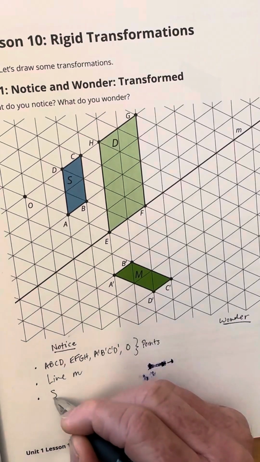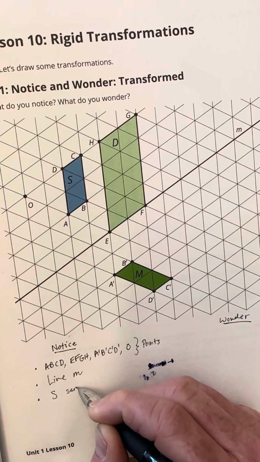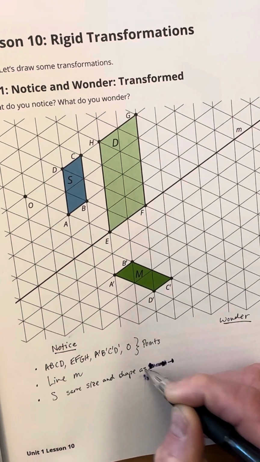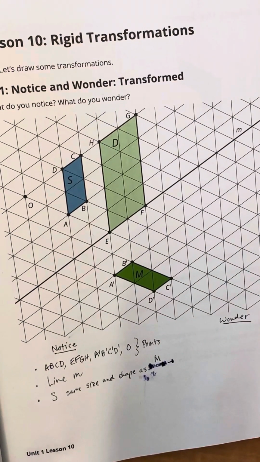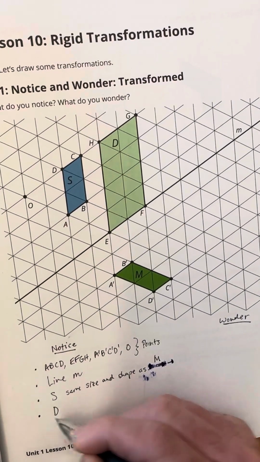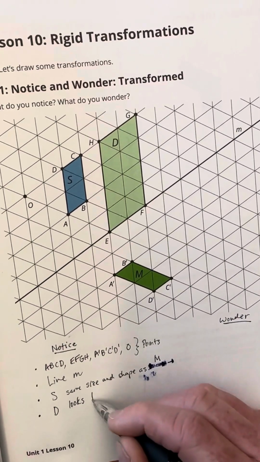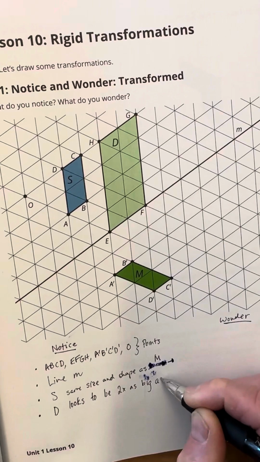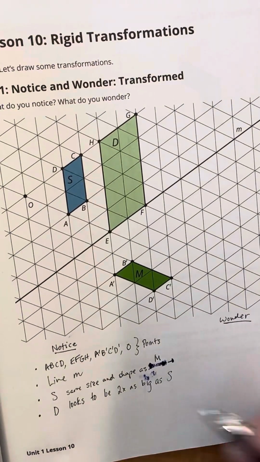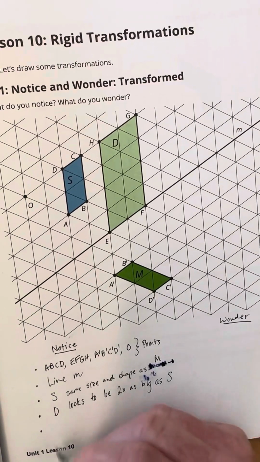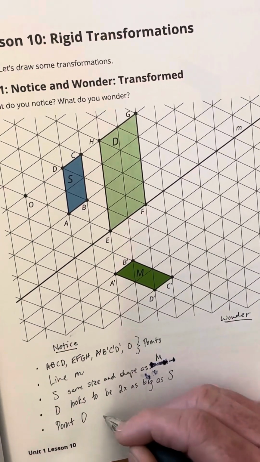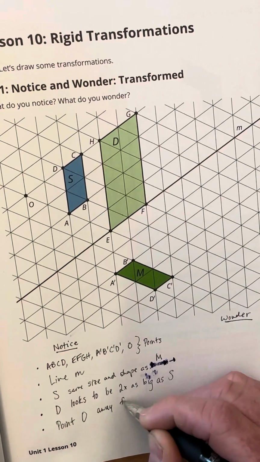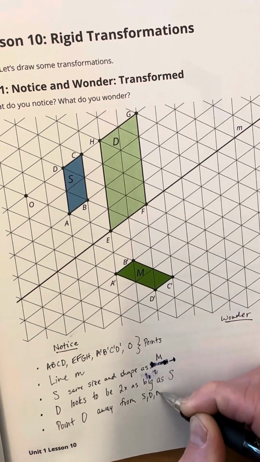I notice S seems to be the same size and shape as M. I notice that D looks to be 2 times as big as S. I notice point O away from S, D, and M.